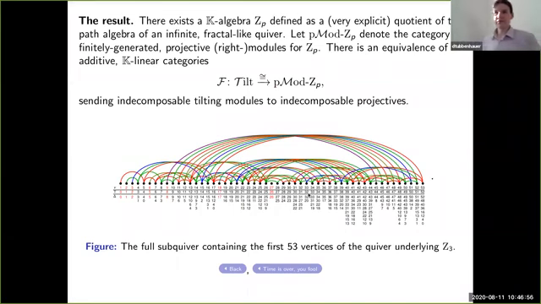What do I mean by give a generator as a relations presentation? Well, I want to have such a functor F to some projective modules over some quiver algebra, and the quiver is basically generators and relations. So explicitly, it should identify indecomposable tilting modules with indecomposable projectives. And this is how the quiver looks like. I will zoom in a second.